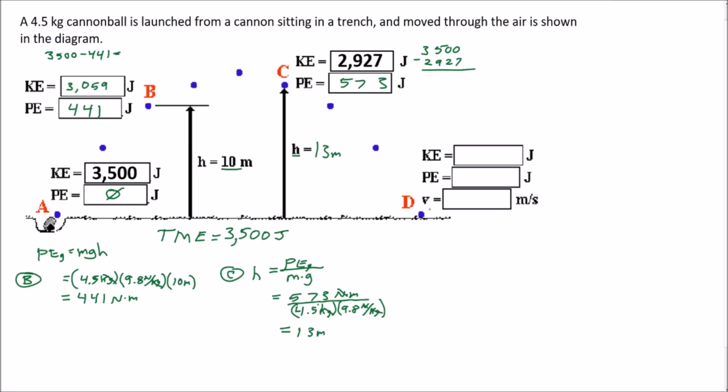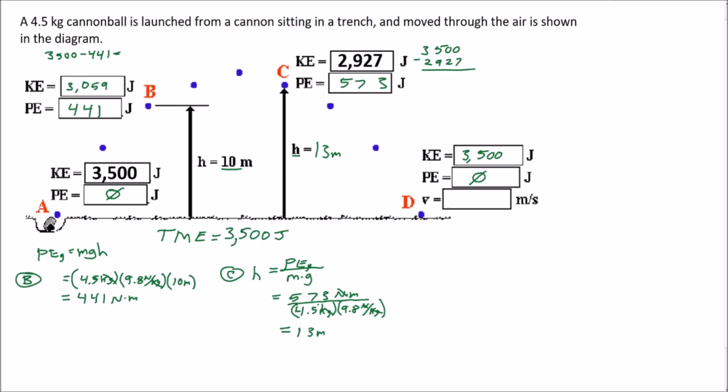In our last spot right here, D, we're given some more blanks to fill in. This looks like it's the instant before it touches the ground. If you see something like this, just assume that's the instant before it touches the ground. So right away we know that our potential energy is going to be 0 joules, which means, to add up to 3,500, the kinetic energy is going to have to be 3,500 so that we have our total.